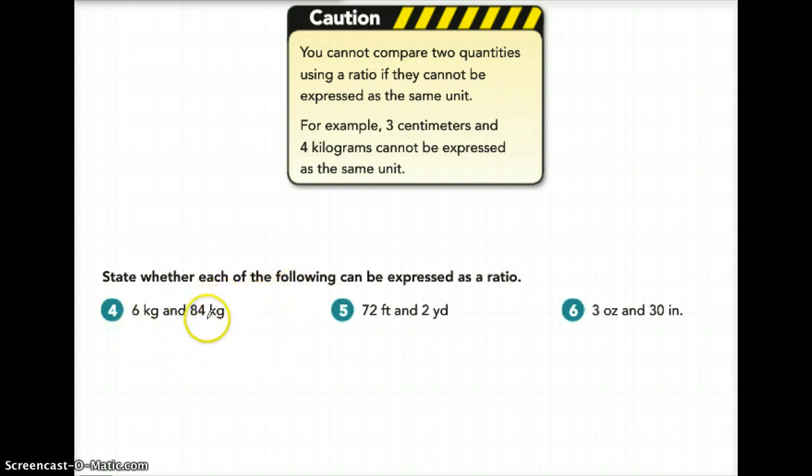6 kilograms and 84 kilograms. Well, they're both kilograms, and we know that that is weight. So yes, these can be expressed as a ratio. Next one, we have 72 feet and 2 yards. These are both measuring distance, feet and yards. So yes, these two can also be expressed as a ratio.